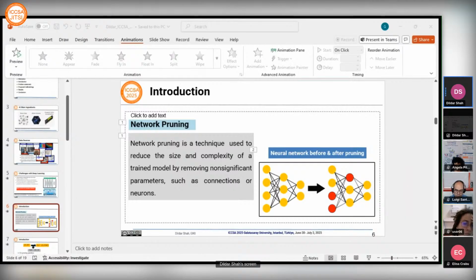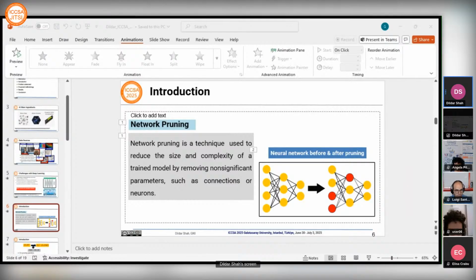Then there are different types of pruning, but the two main broad categories are unstructured pruning and structured pruning. In unstructured pruning, we remove individual connections, while in structured pruning, we remove entire filters or neurons. Then, based on the phase where we apply pruning, it can be categorized as pre-training, post-training, and train-time pruning. And based on how frequently we prune, it can be categorized as one-shot or iterative pruning.